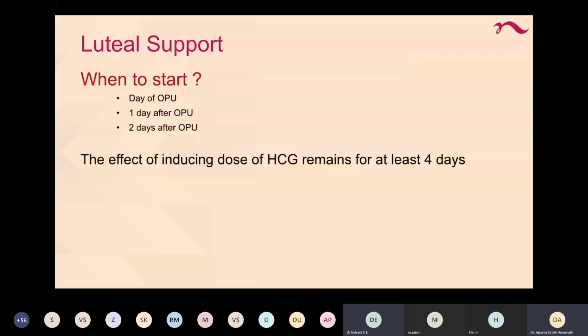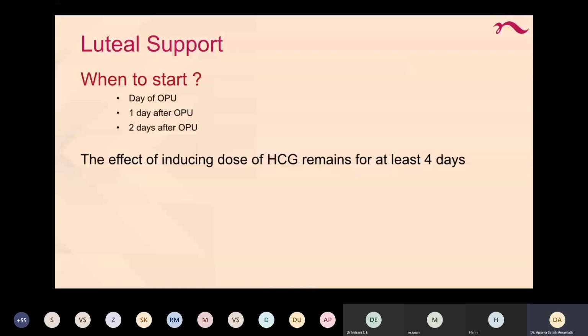So the next controversy is actually when exactly should we even start luteal support. There are multiple schools of thought: that you should start luteal support on the day of pickup, one day after the OPU, 2 days after the OPU, and there are also some schools of thought which begin luteal support just one day before the egg pickup is done. So at this point, there is no consensus on when exactly it needs to be done.